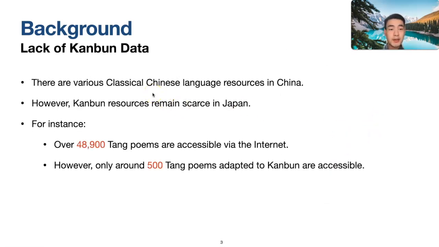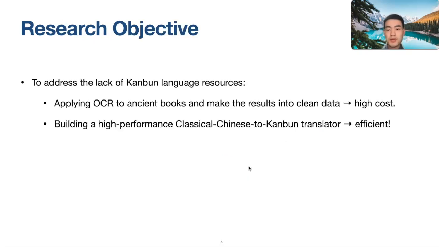But there is a very serious problem. There are many Classical Chinese data in China, but Kanbun resources really remain very scarce in Japan. For instance, there are over 50,000 texts accessible via the internet, but only around 500 texts adapted to Kanbun are accessible, so it's really low resource. So in this paper, we want to build a high-performance Classical-Chinese-to-Kanbun translator so we can address this problem.